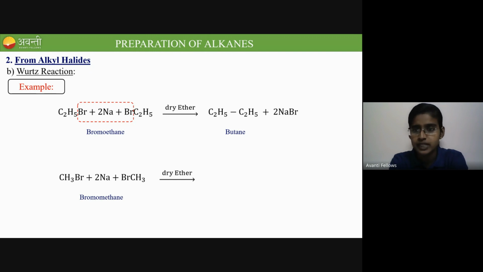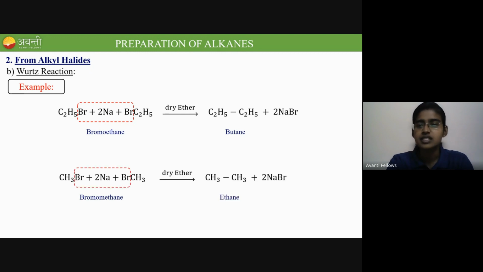From bromomethane. Can anyone try for this? Yeah, good. The answer is ethane. So you can check. If we are taking a 1 carbon containing alkyl halide, a 2 carbon containing alkane is formed.